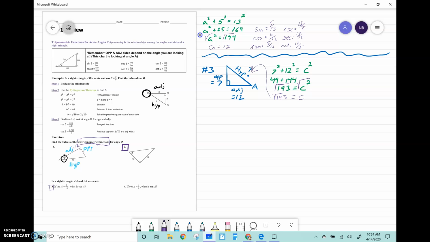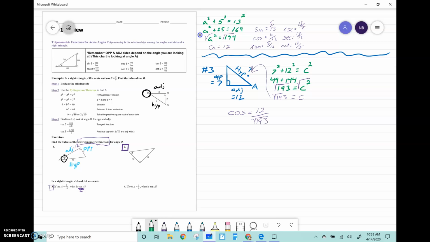All right, so let's go ahead and see what they're asking. They're asking for the cosine. So cosine tells me that adjacent side over hypotenuse side. So I have my adjacent side. Let me go ahead and write here cosine equals adjacent side over hypotenuse. So I have an adjacent of 12. And I have a hypotenuse of square root of 193.